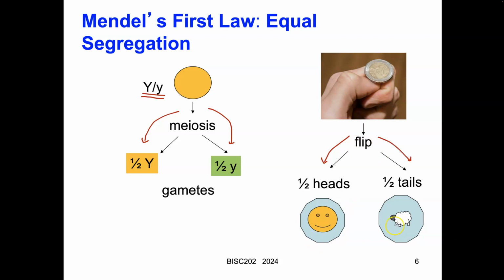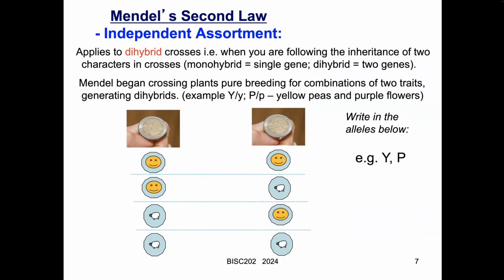You have, this is my sad drawing, but half the time the coin will come up heads, half tails, and there's no preference for one or the other if it's a reasonable coin and the person knows how to flip it correctly. And the same with the gametes. So I think there's a clear analogy here. But if we're thinking about independent assortment, now we're actually flipping two coins.